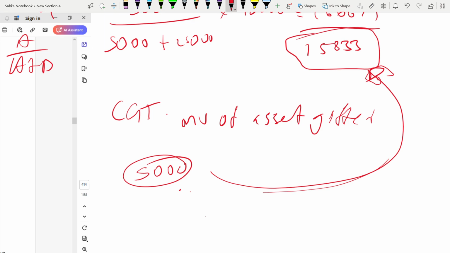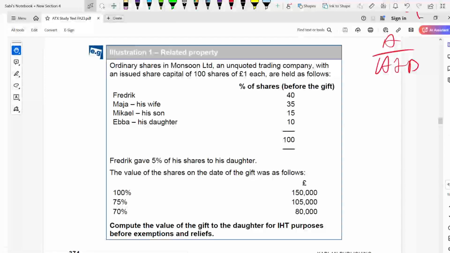Now, next question. Illustration 1. Here you have been given ordinary shares in Monsoon Limited, an unquoted trading company. Issued share capital 100 of 1 each. The percentage of shares before the gift: Frederick, then his wife, his son, his daughter. Frederick gives 5% of his shares to his daughter. Value of the shares on the date of the gift. Now, calculate the value of the gift for IHT purpose before exemptions and reliefs.